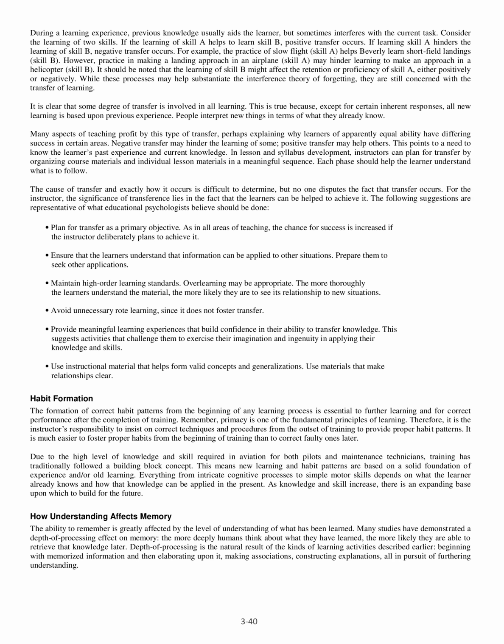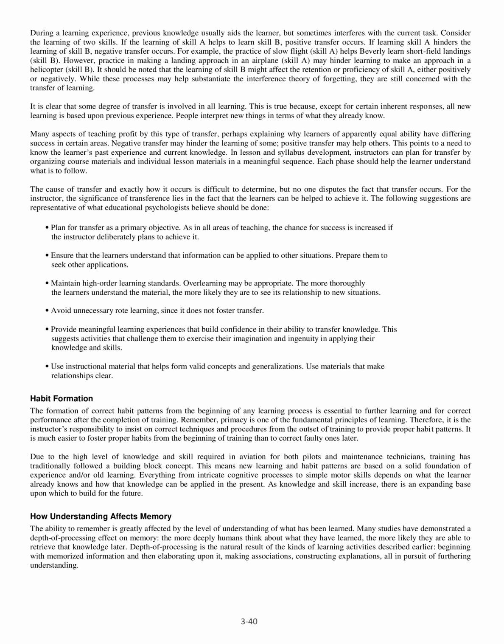Consider the learning of two skills. If the learning of skill A helps to learn skill B, positive transfer occurs. If learning skill A hinders the learning of skill B, negative transfer occurs. For example, the practice of slow flight (skill A) helps Beverly learn short field landing (skill B).